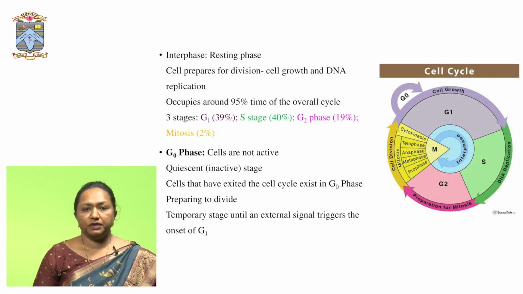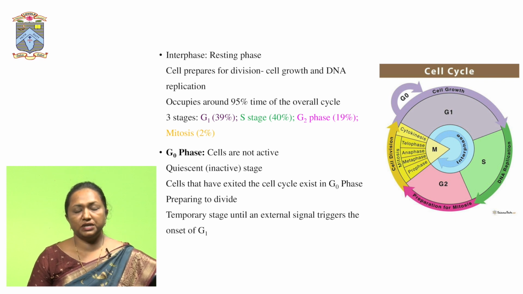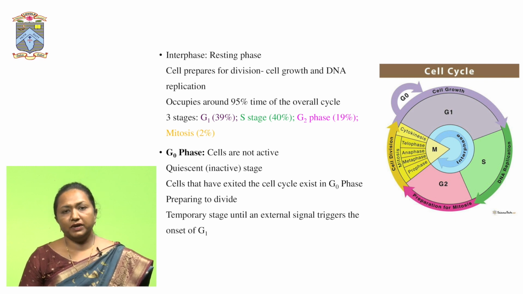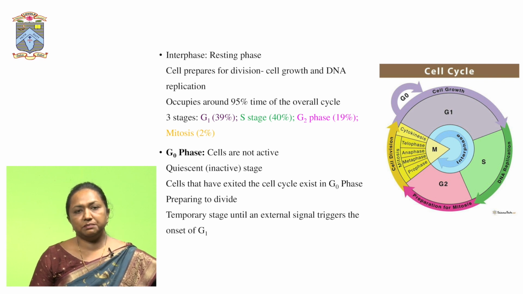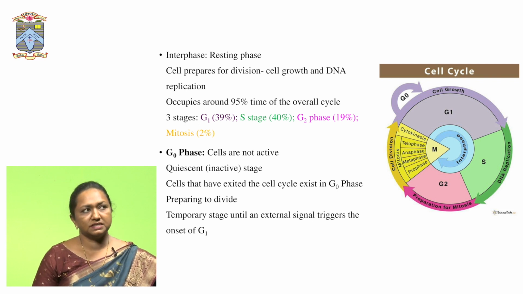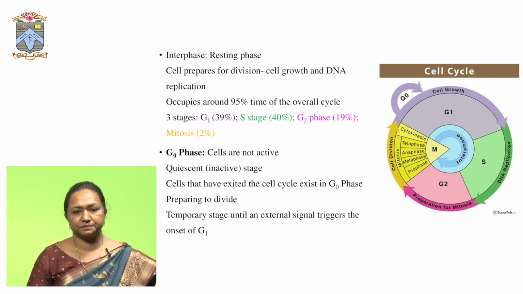So, the interphase is further divided into various phases. The interphase can be defined as a resting phase in which the cell prepares itself for its growth and subsequent division by replication of the DNA and its cytoplasmic contents. When we divide the entire cell cycle into a timeline frame, 95% of the time the cell spends in interphase. The interphase includes the G1 phase, the S phase and the G2 phase.